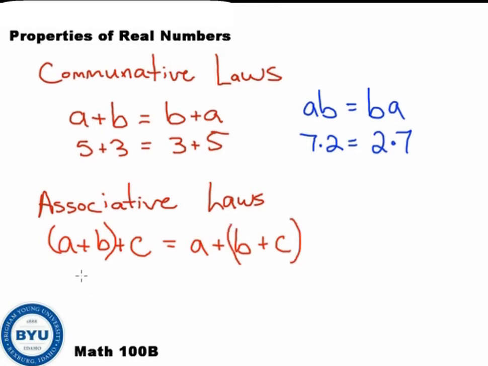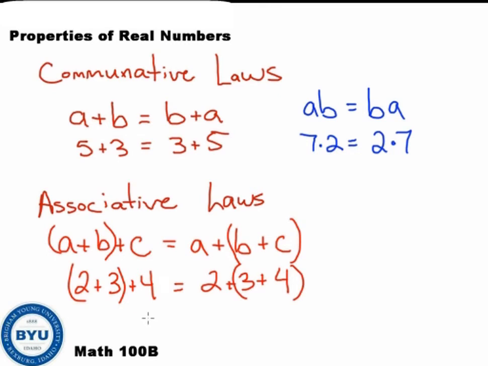Again, we could prove this with real numbers. 2 plus 3 plus 4 is going to be the same as 2 plus 3 plus 4. It doesn't matter the order we do it. We could add the 2 plus 3 first or the 3 plus 4 first, and we would get the same answer, which is 9.